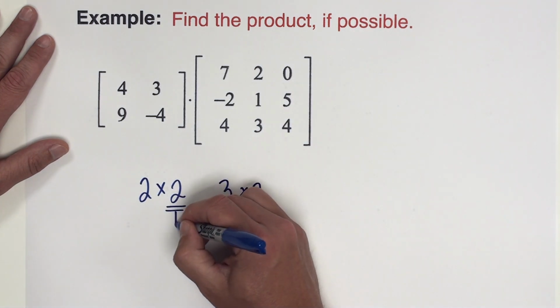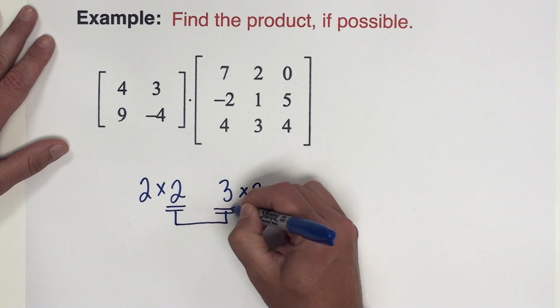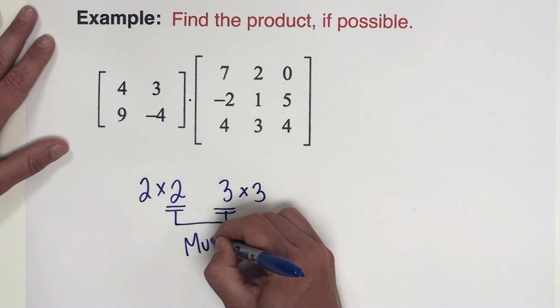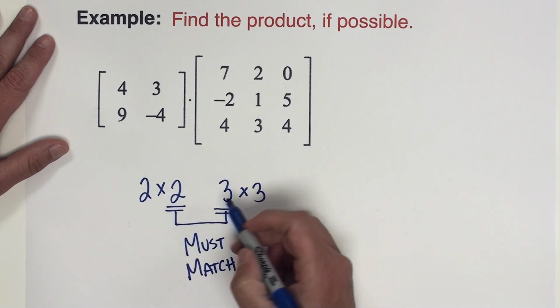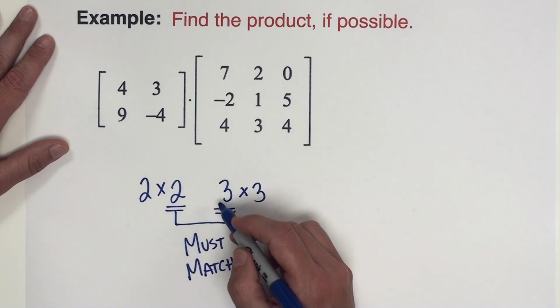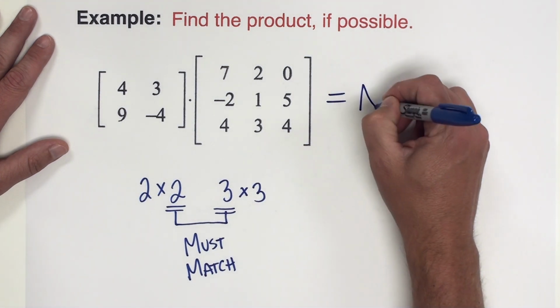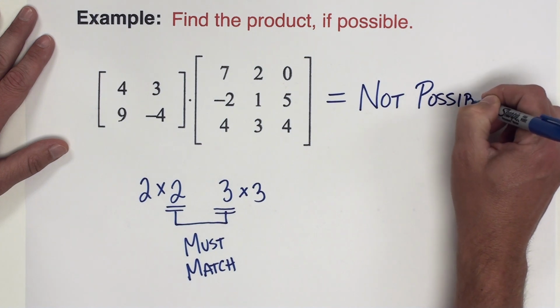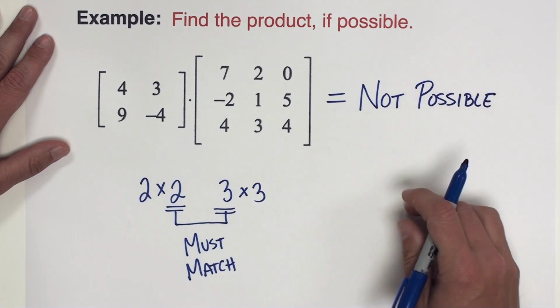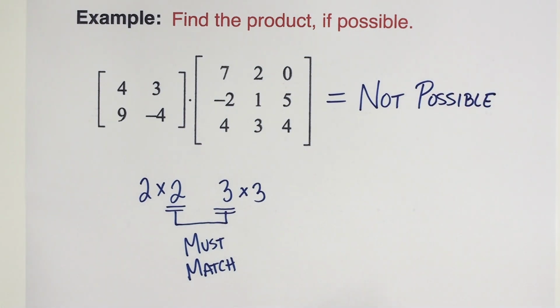Okay, so we check our inner dimensions. Remember, they must match. If they don't match, if they're different, then you cannot do this. This is not possible. Okay? Why is it not possible, you might ask, right?